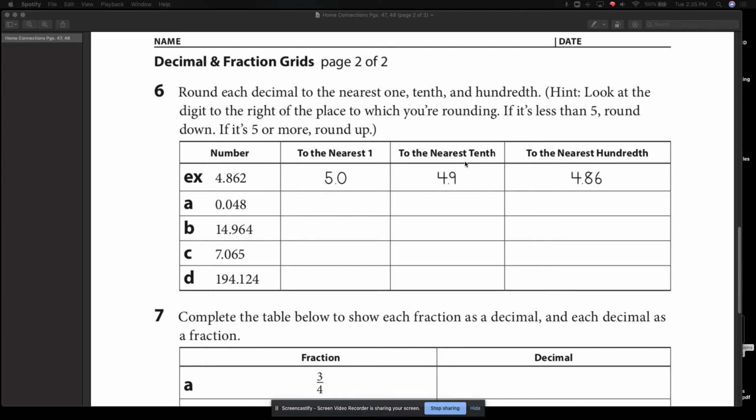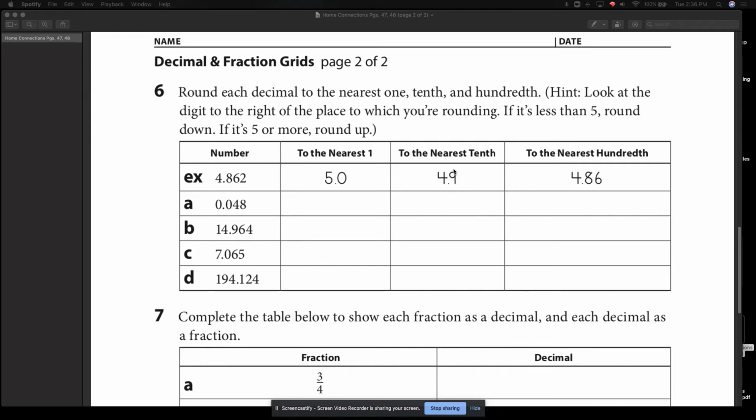When we round to the nearest 10th, I'm going to look at my 10th place, which is the 8. Okay. I'm not looking at the 4 right now. I'm just looking at the 8. Then I have to look at the 100th place, which is the 6, to see what I want to do to the 8. Is 6 greater than 5? It is. So that means my 8 needs to jump up.